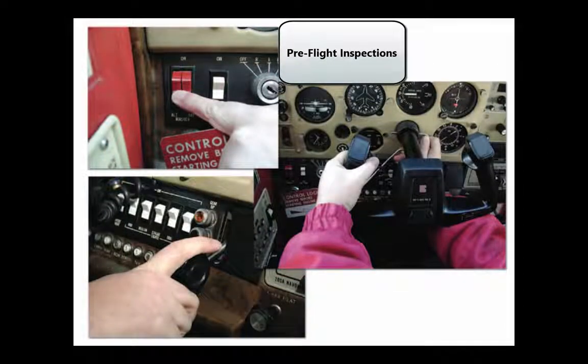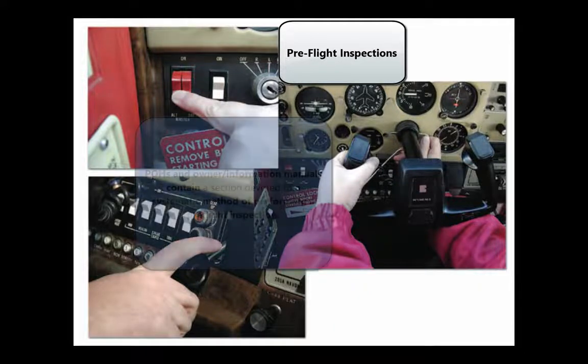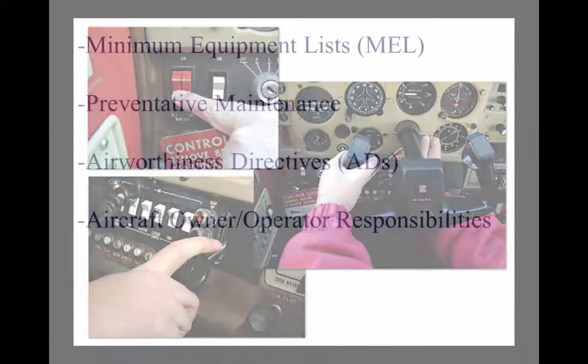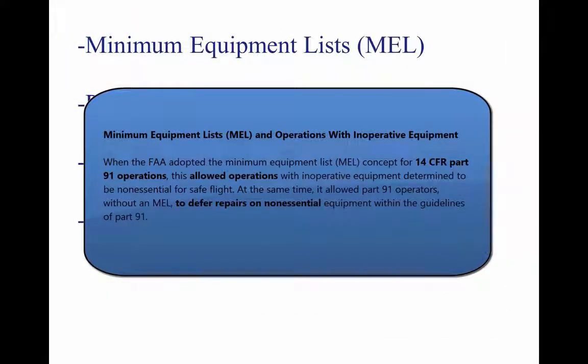Pre-flight inspections. The pre-flight inspection is a thorough and systematic means by which a pilot determines if the aircraft is airworthy and in condition for safe operation. POHs and owner information manuals contain a section devoted to a systematic method of performing a pre-flight inspection. Minimum Equipment Lists, MEL, and Operations with Inoperative Equipment. 14 CFR requires that all aircraft instruments and installed equipment be operative prior to each departure.